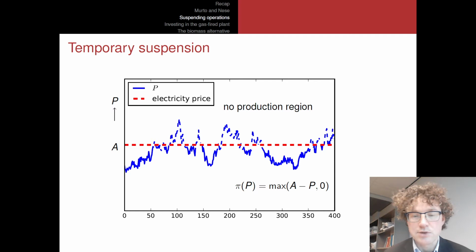What it means in terms of the profit flow, over here, is this: whenever A is bigger than P, then A minus P is bigger than 0, and your profit flow is going to be A minus P, the value of electricity minus the price of gas. But whenever P is above A, then A minus P will be negative, and then we switch off the plant, and the profit flow is going to be 0.